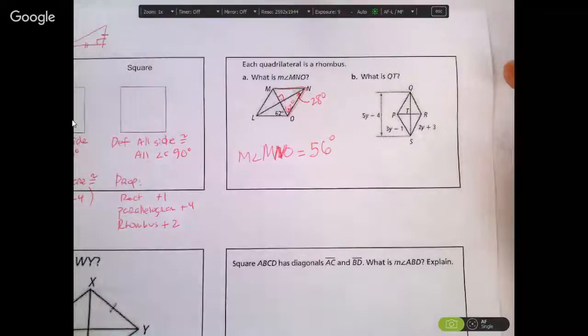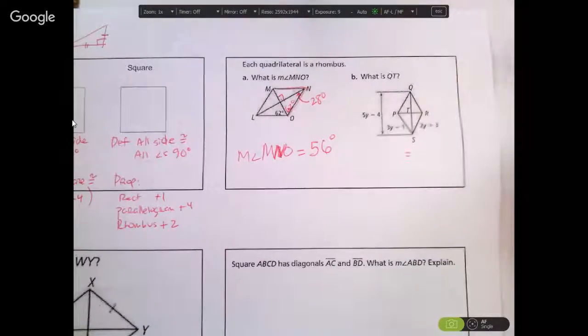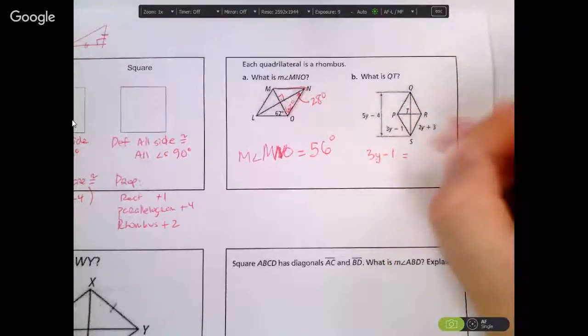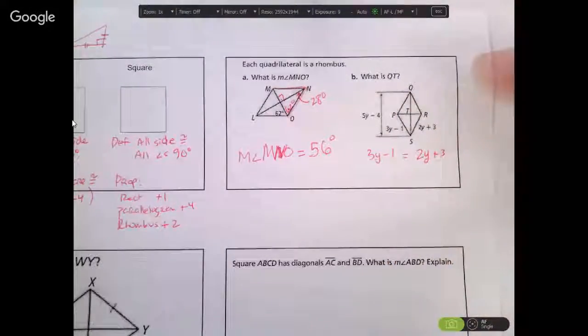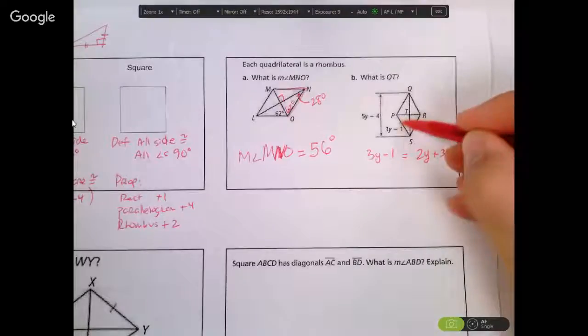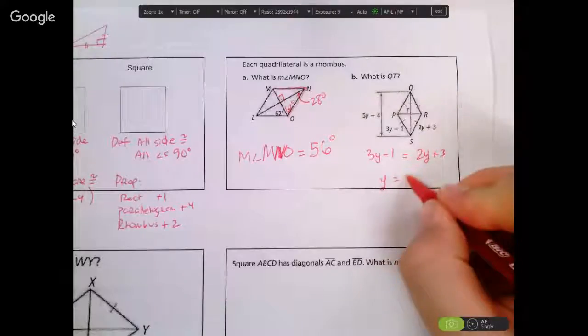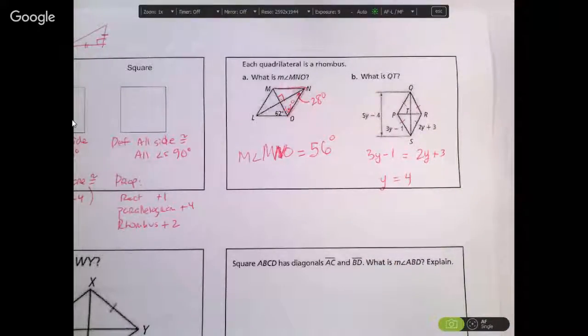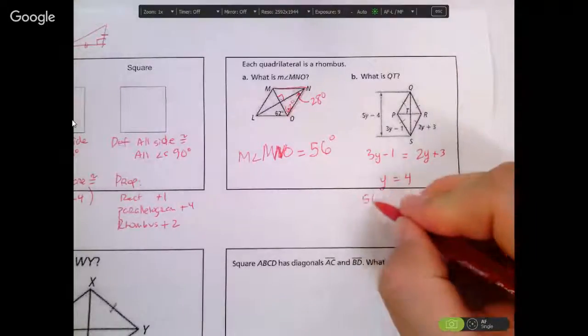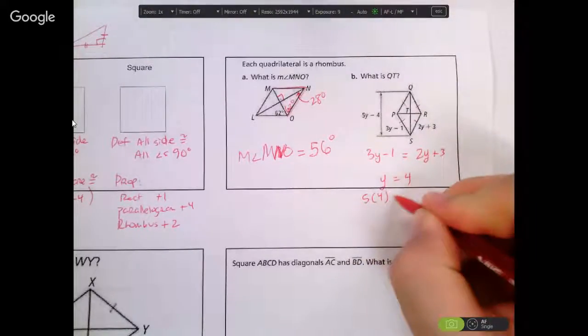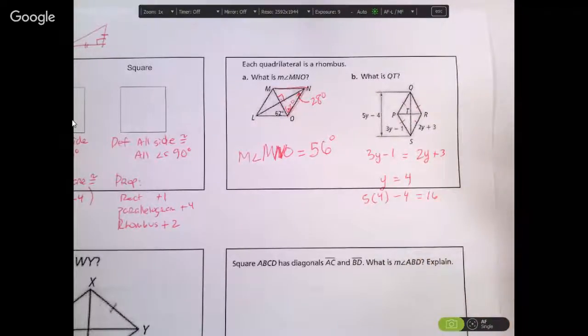Okay, so we know it's half of 5y minus 4. So we have to set up an equation. What do we know is equal to something else? 3y minus 1 is equal to 2y plus 3. How do you know that? Because it's parallel or congruent sides. A rhombus has all the sides the same, right? So then I can say that y equals 4. Did I do that right? Yeah, and then you plug it into the 5y minus 4. It's 16, so over 2, it's 8. QT is 8.